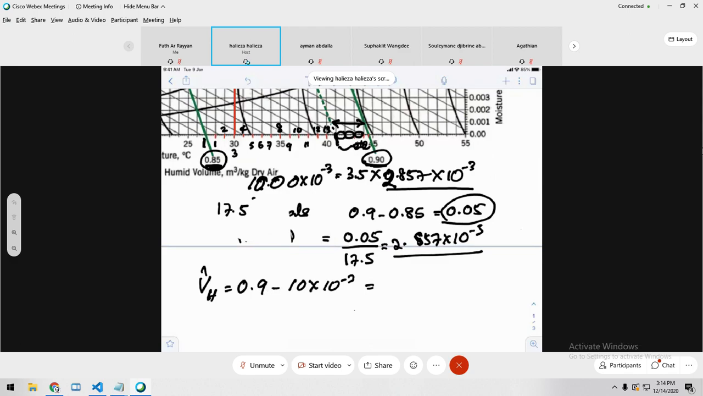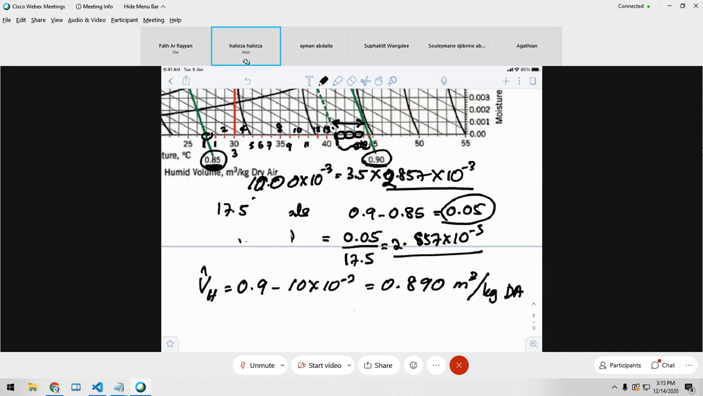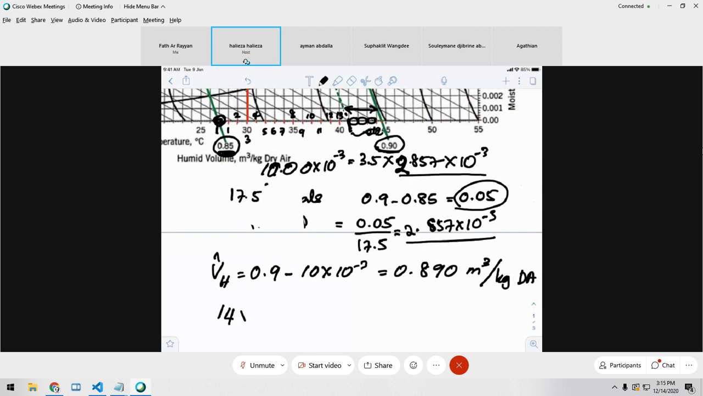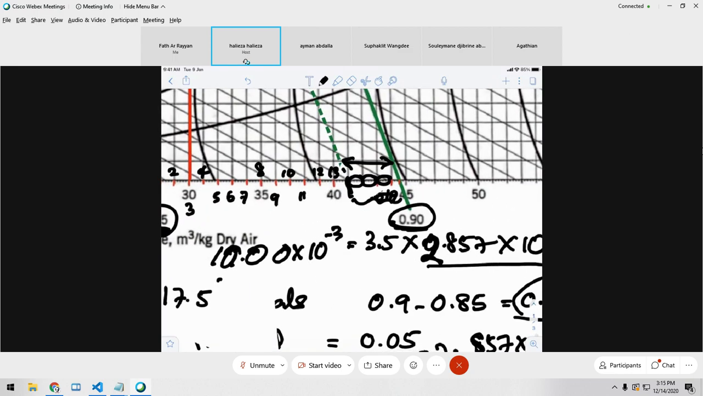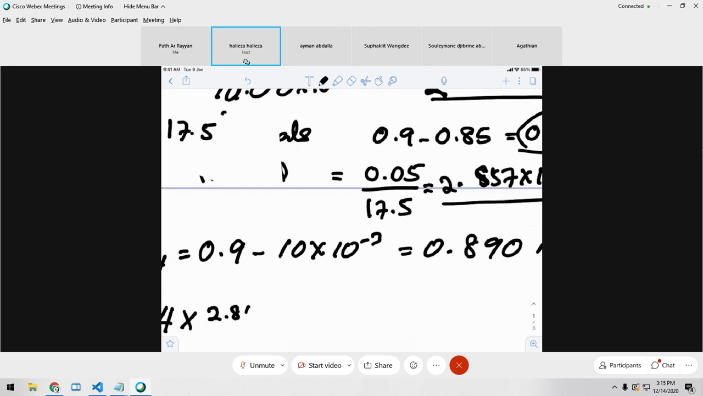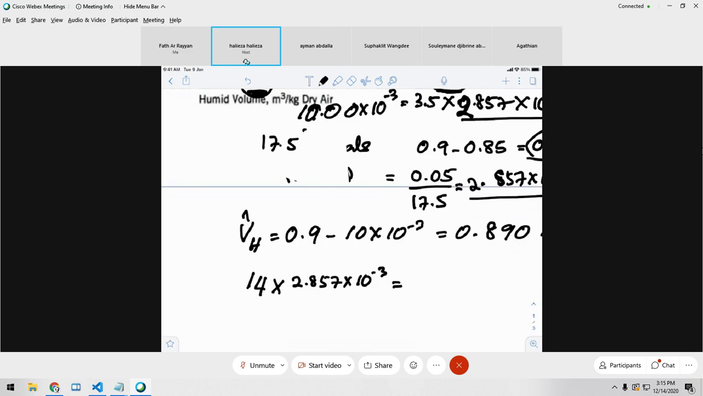You will get 0.890. Did you get that too? If you go from 0.85? Anybody? You do the same thing. If you go from this point, going to the dashed green line, that's about 14. So if you do the same thing, 14 intervals. If you look at this broken green line, that's the 12, 13, 14 intervals. So you multiply with 2.857 for one interval. You will get what? Let's do the calculation.